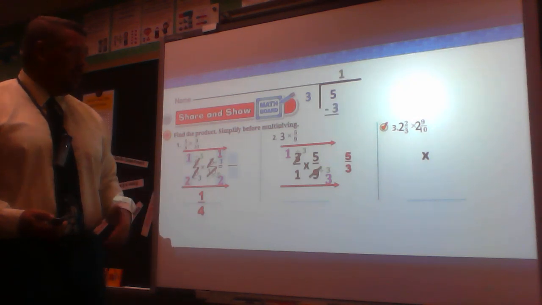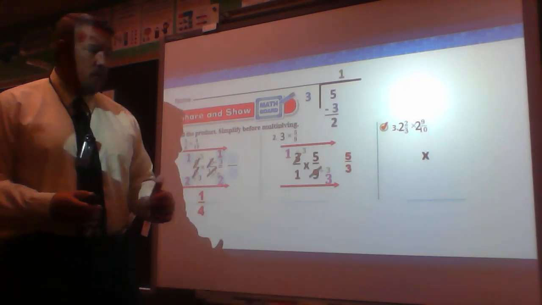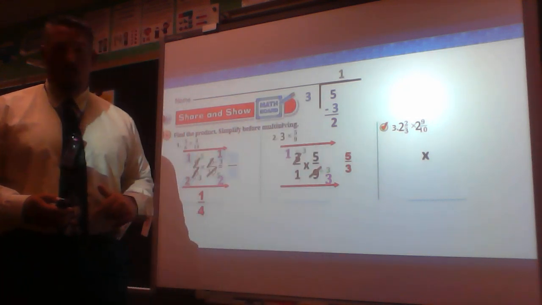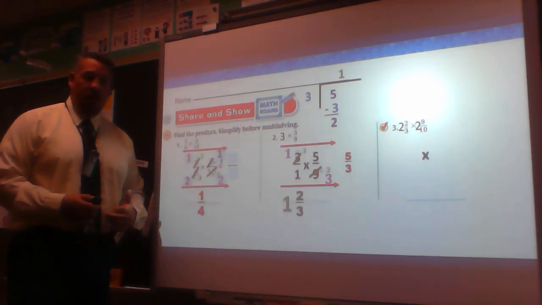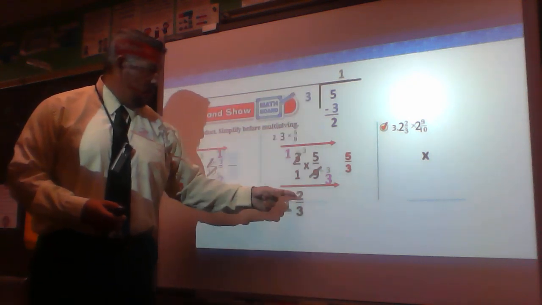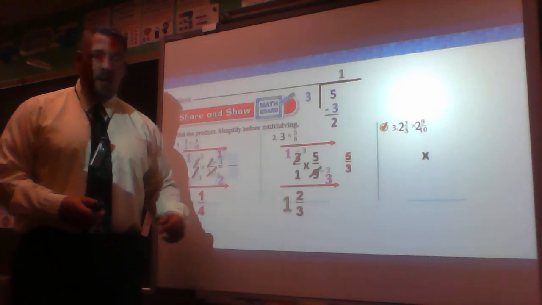But what's left is 2. So remember, my remainder is my numerator. My divisor is my denominator. So that tells me how to set up my fraction. I have my whole number of 1. My remainder is my numerator. My divisor is my denominator.